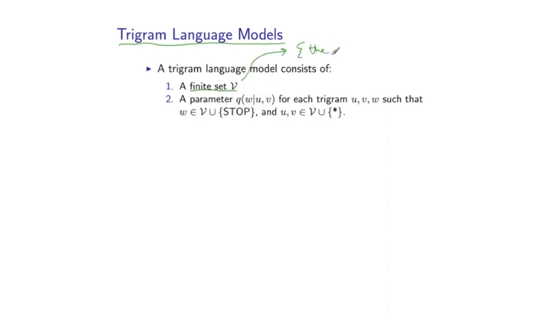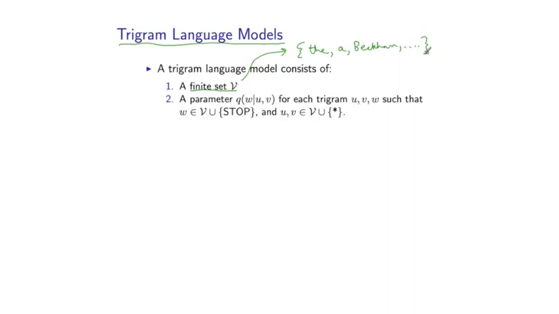So it might have words like the, a, Beckham, and so on and so on. Again, this might be a fairly large set, might be a few thousand, or even a few tens of thousands of words.